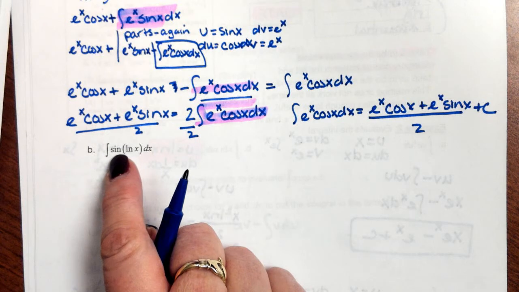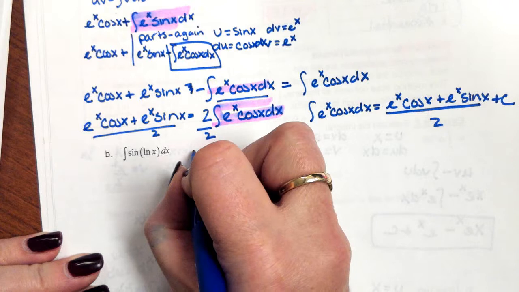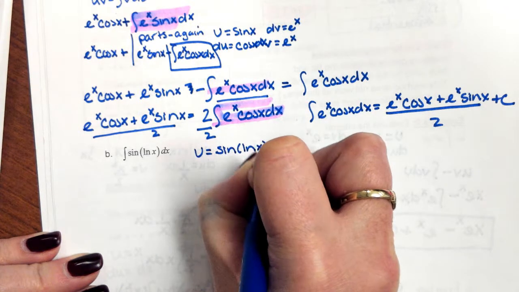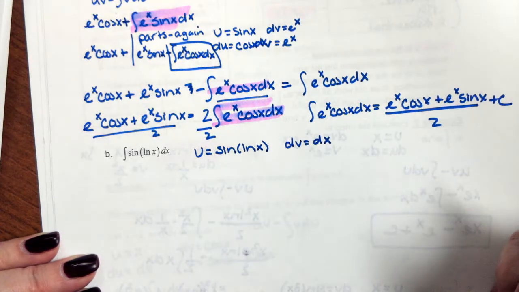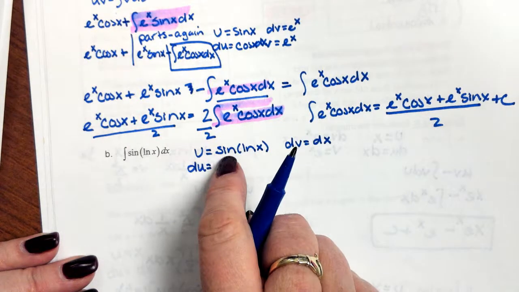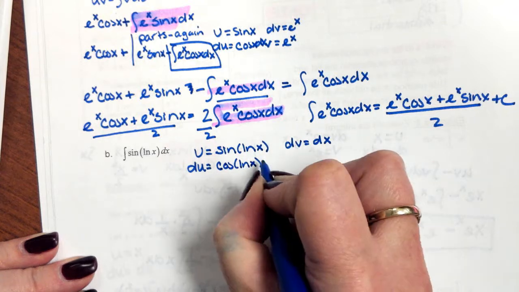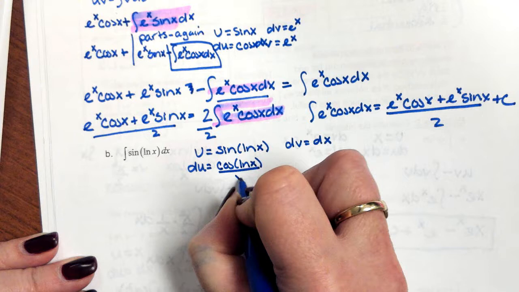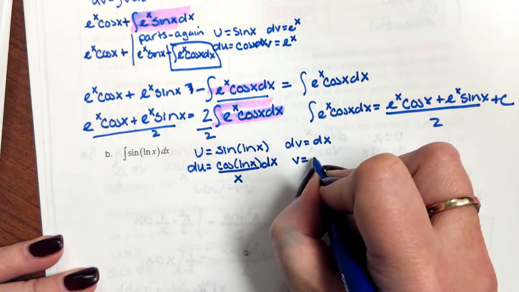Now this is not a product, this is a composition. You have the sine of the natural log of x. So this all has to be my u. My u is going to be equal to the sine of the natural log of x. My dv will just be my dx. So for my du, I have to use my chain rule. The derivative of sine is going to be cosine of the natural log of x times the derivative of the natural log of x, which is 1 over x. So there's my du. My v is just going to be x.